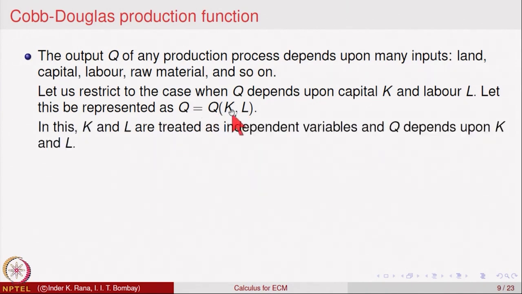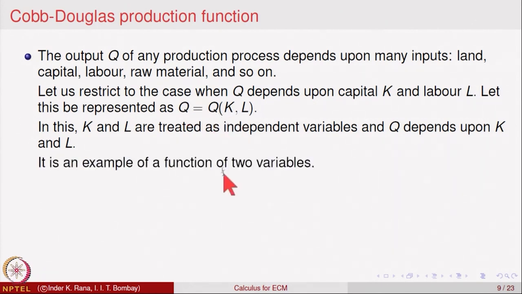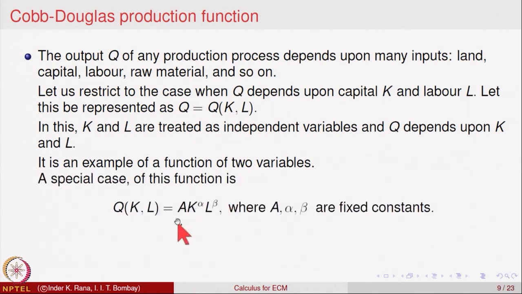How much money you invest and how much labor you employ, those two are independent; they are not related to each other. So one says K and L are independent variables, and Q is a function of two variables K and L. A particular special example of this relation Q(K, L) is when Q(K, L) is equal to A times capital K raised to the power alpha, times the labor L raised to the power beta. So here two exponential functions come into the picture, where A, alpha and beta are fixed constants. This is a model known as the Cobb-Douglas model for production of a certain quantity, which depends on two variables, namely capital and labor.